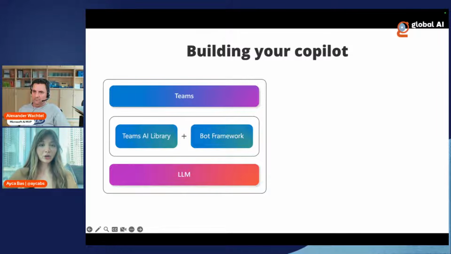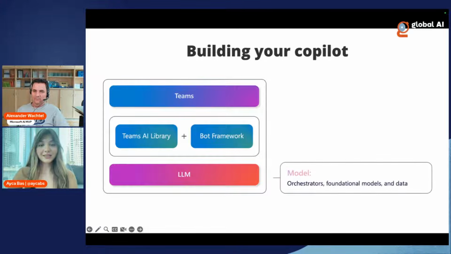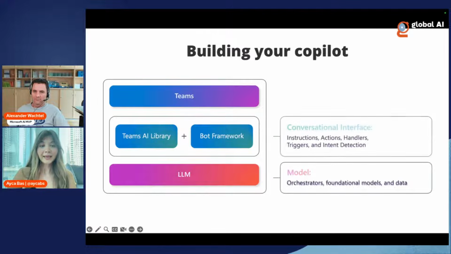What are our building blocks when it comes to building our own Copilot for Microsoft 365? As you all know, we need large language models, orchestrators, models, and data. We are combining the AI library with Bot Framework to handle actions, triggers, and all sorts of intent detection in our custom Copilots. The idea here is bringing your existing bots or building your LLM-powered bots from scratch. Today we are going to build custom engine copilots using Teams AI library.